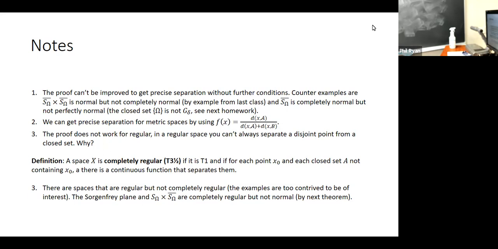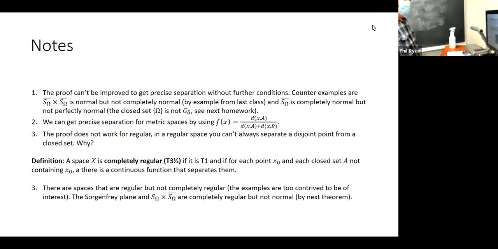And we've already seen spaces that are completely regular but not normal, for example, the Sorgenfrey plane, and that's supposed to be closure. They're completely regular. We've already seen that they're not normal, but they are completely regular. The next theorem will show you that they're completely regular.